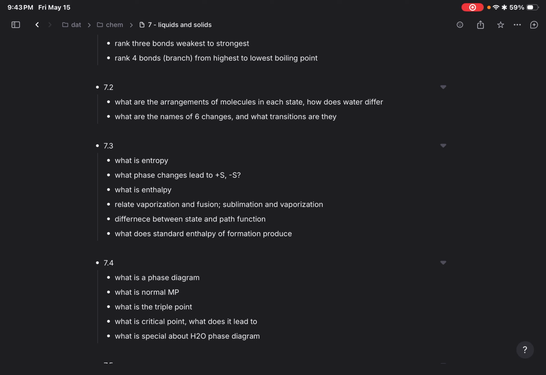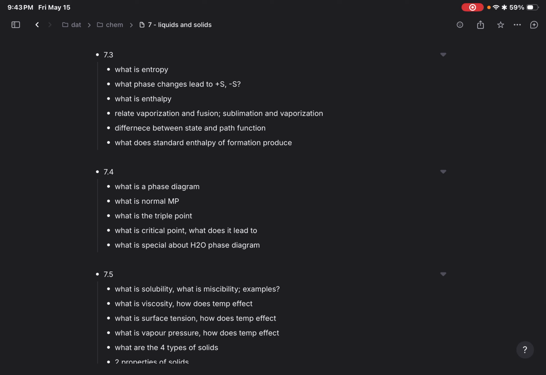What is entropy? Entropy is just a way of measuring the randomness or the order of a system. What phase changes lead to a positive entropy? When you go from, let's say, solid to gas, you're going from less disorder to more disorder. So you're going to have a positive entropy. Liquid to gas, you're going to have a positive entropy. But from gas to liquid, you're going from high disorder to low disorder. So you're going to have the final being a lower number and the initial being a higher number. Final minus initial, you're going to get a negative number. So that's negative entropy.